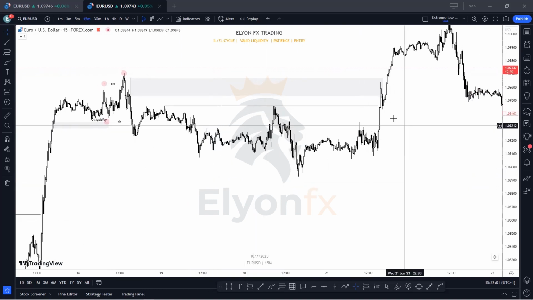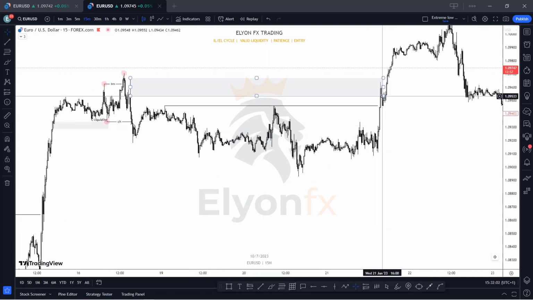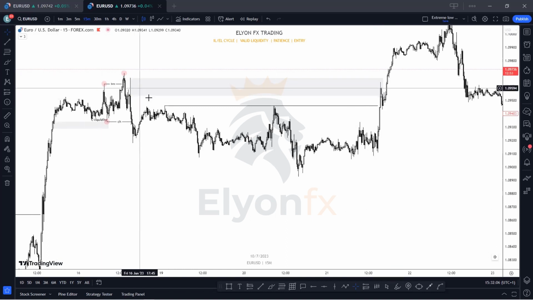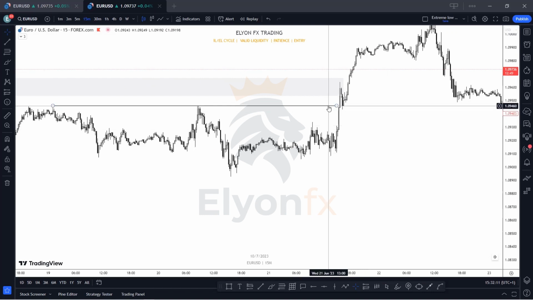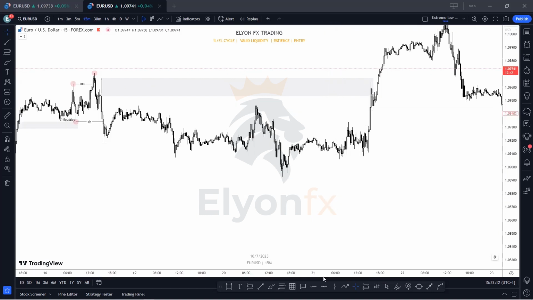So after price took out this chalk liquidity, if I get an entry, remember the order block is just there as an extra confluence. It's not really what I'm looking for. Let me mark this as chalk liquidity.